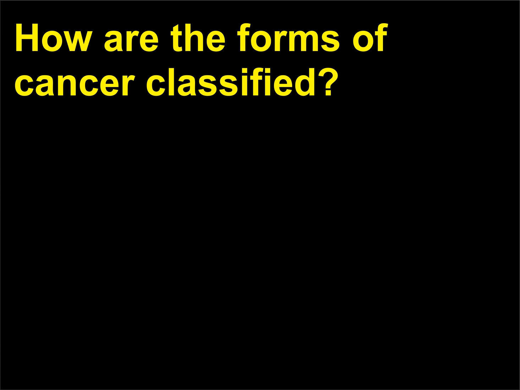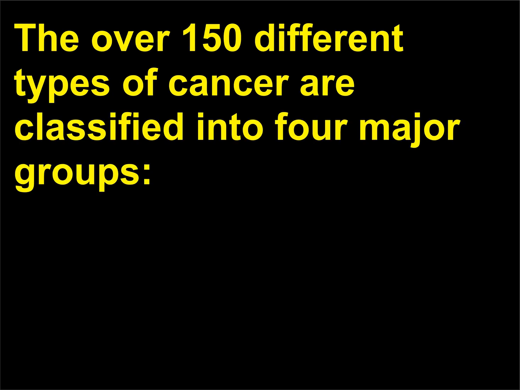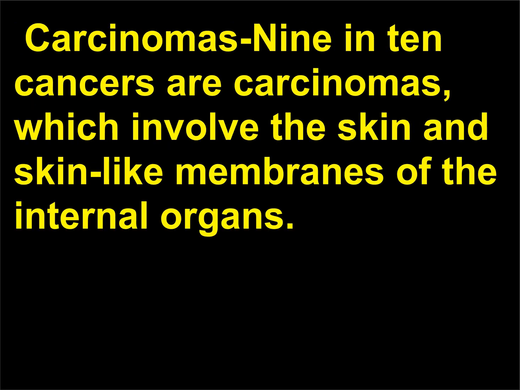How are the forms of cancer classified? The over 150 different types of cancer are classified into 4 major groups. Carcinomas. 9 in 10 cancers are carcinomas, which involve the skin and skin-like membranes of the internal organs.